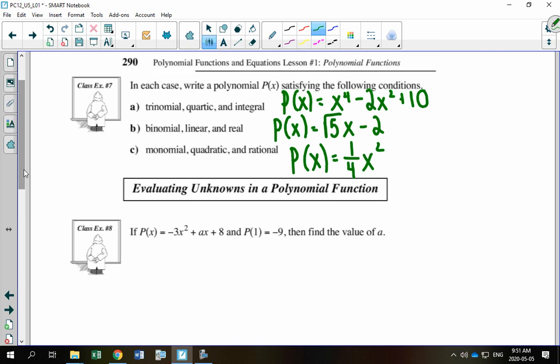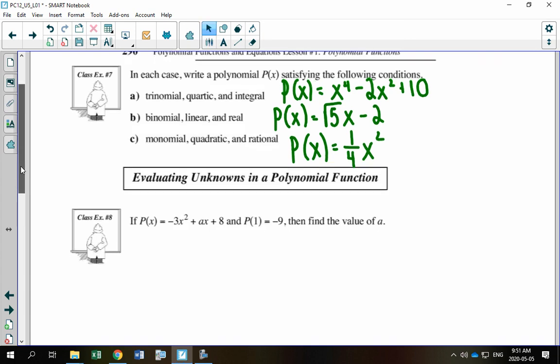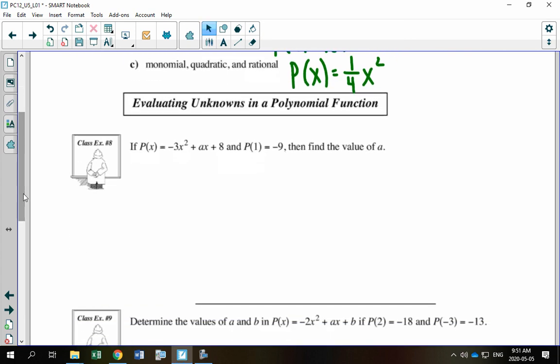Okay, let's actually get to some new stuff. That was all review. So evaluating unknown terms in a polynomial. So if I'm given polynomial p of x, and p of 1 is equal to negative 9, determine the value of a.